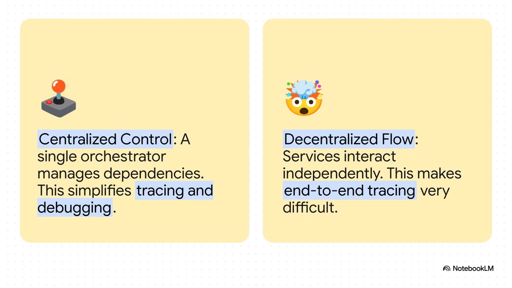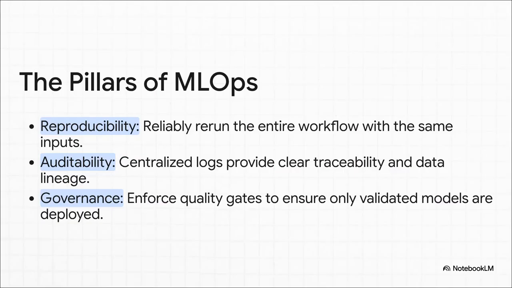The alternative is this decentralized approach, sometimes called event choreography. It could be scalable, but man, it can be chaotic. Trying to figure out what happened to your data from start to finish is nearly impossible. And for serious AI, that's a total non-starter. And this is why DAGs are the absolute bedrock of modern MLOps. It's not just a nice to have, it's essential.